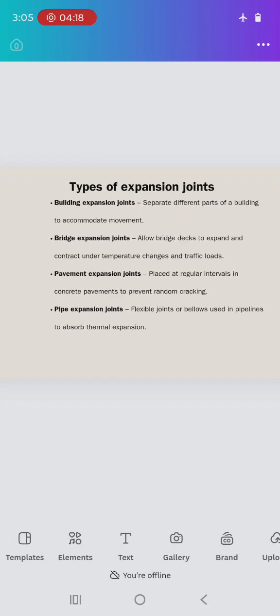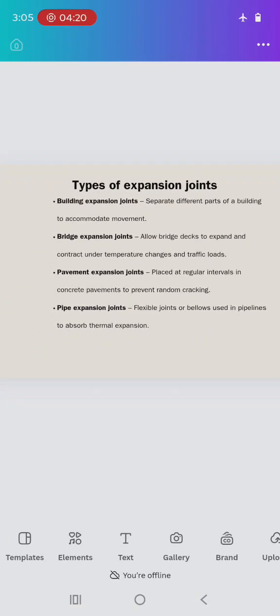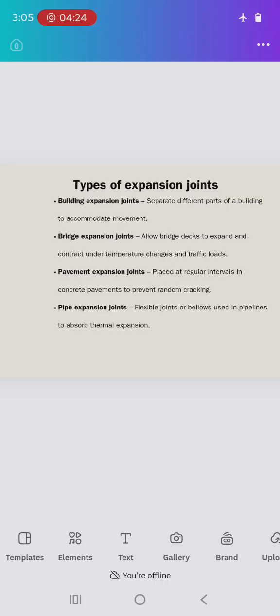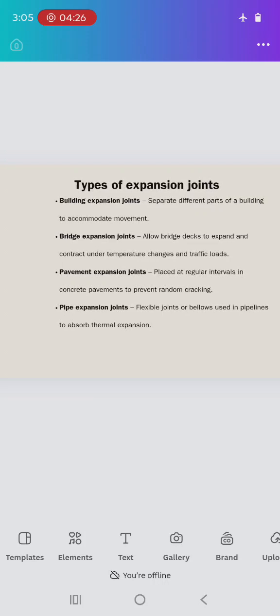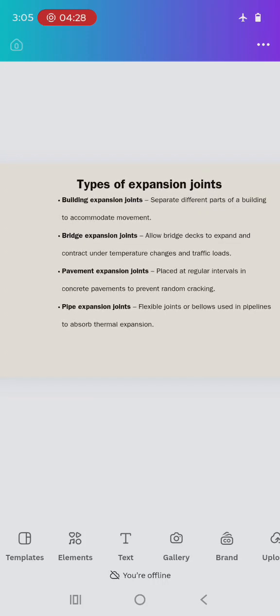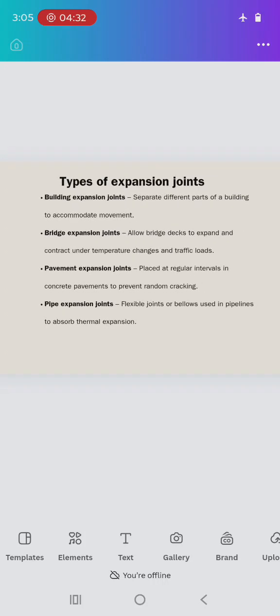Next, pavement expansion joint. What is it? Pavement means the hard surface of the road. They are placed at regular intervals in concrete pavement to prevent random cracking.